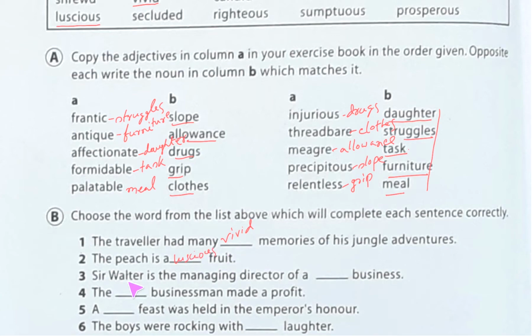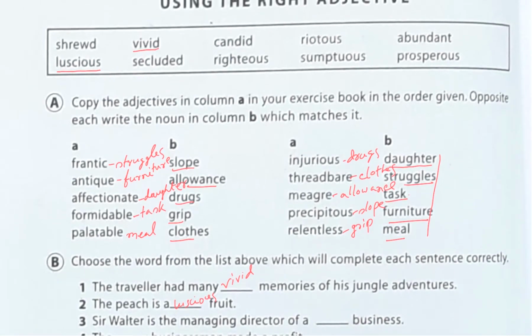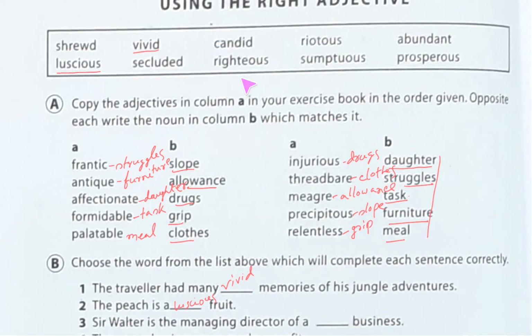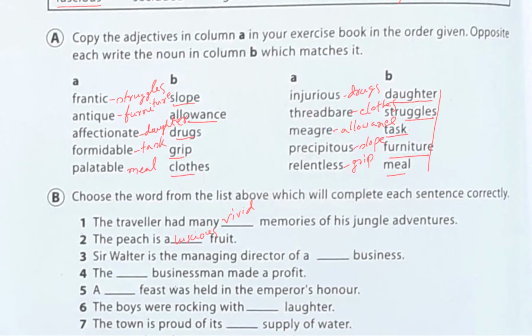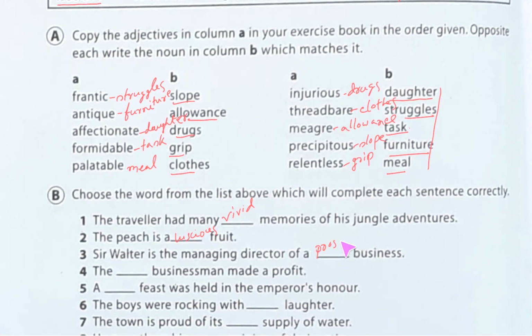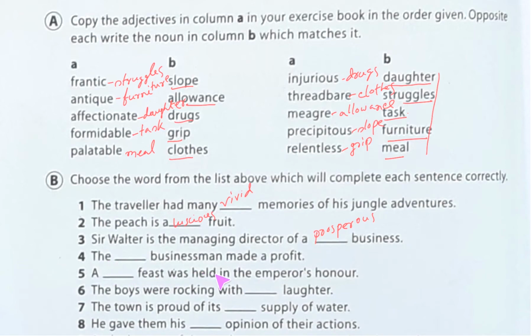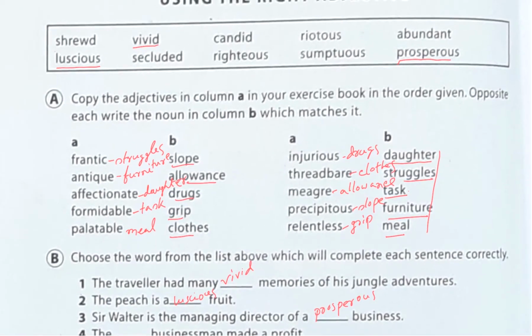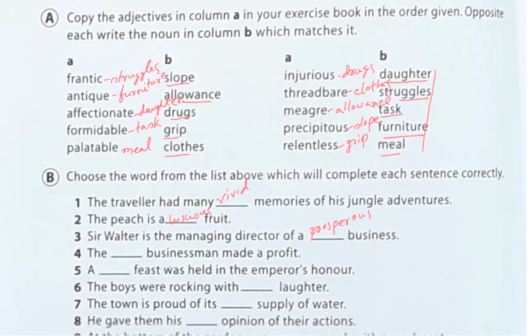Luscious fruit. Next one, number 3, Sir Walter is the managing director of a dash business. See which business, what type of business it is, we should know. Secluded, no, candid, no, prosperous business. This is the more important or perfect word for this place. So write here, prosperous, P-R-O-S-P-E-R-O-U-S. Okay. Next one, the dash businessman made a profit. We can write this one, the shrewd businessman, S-H-R-E-W-D, shrewd businessman made a profit.